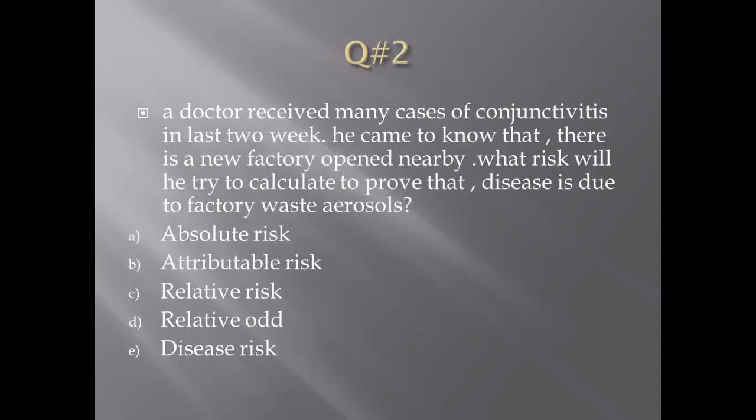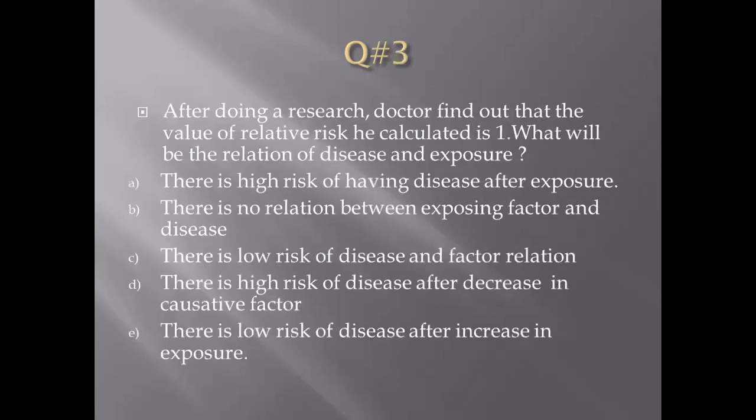risk. Question number 2. A doctor received many cases of conjunctivitis in the last 2 weeks. So he came to know that there is a new factory open nearby. What risk will he try to calculate to prove that the disease is due to the factory waste aerosol? The options are absolute risk, attributable risk, relative risk, relative odds, and disease risk. The answer is C, relative risk.